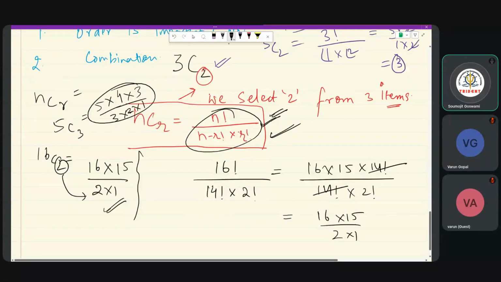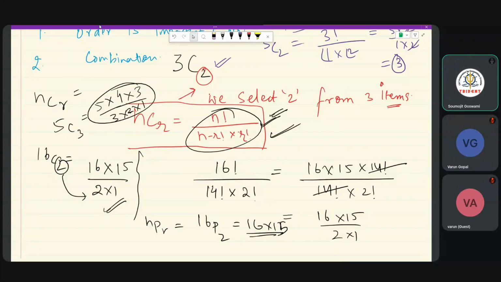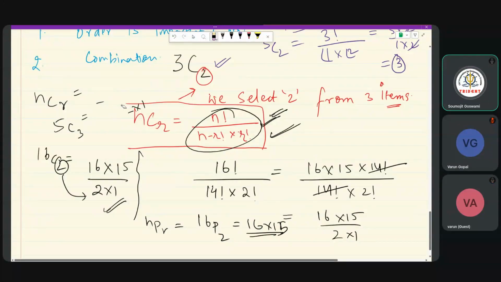What about NPR then? NPR is just, let's say, 16P2. Just 16 into 15. I keep on saying 17. 16 into 15. That's it. No division, nothing. Clear? Guys?